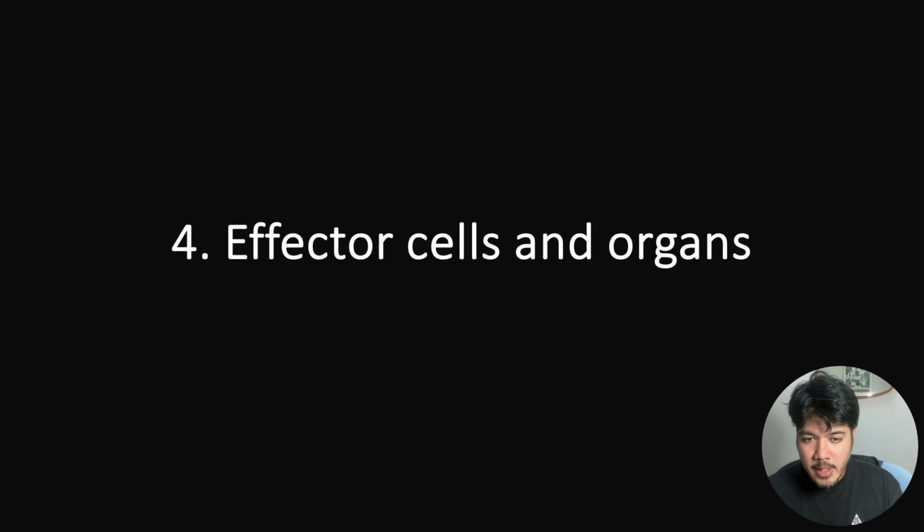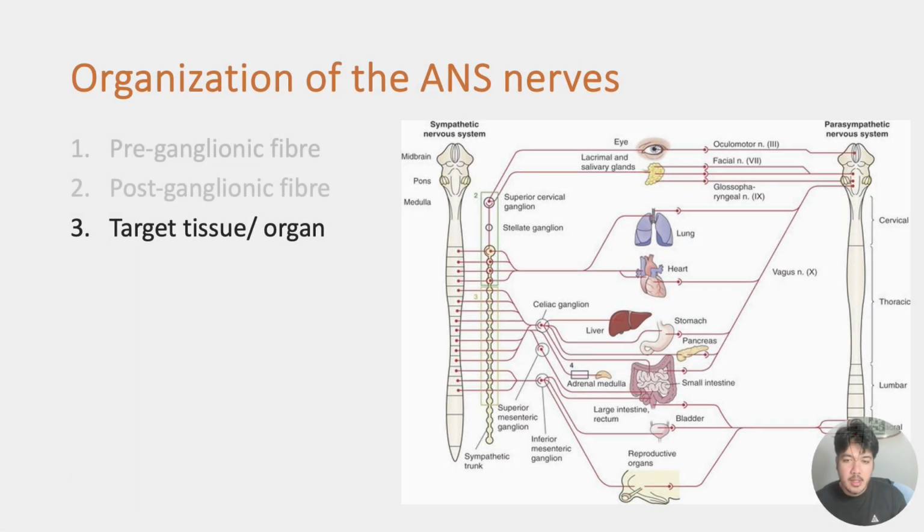All right, finally, we'll talk about what we call the effector cells and organs. So the effector cells and organs. This again, I keep showing this image, but it really summarizes the different target organs very nicely. So your eyes, glands, your heart, your lungs, your gastrointestinal tract, your bladder, as well as your reproductive organs.